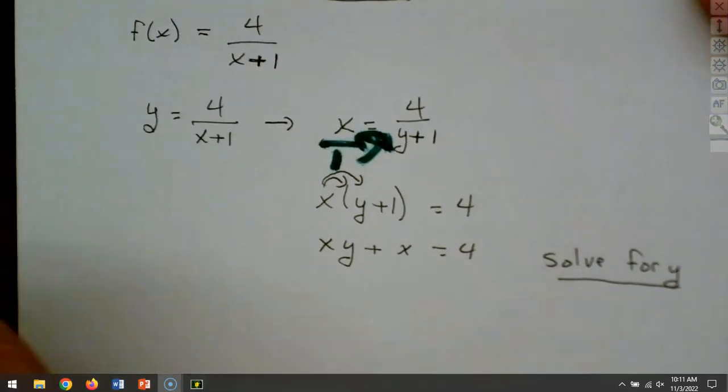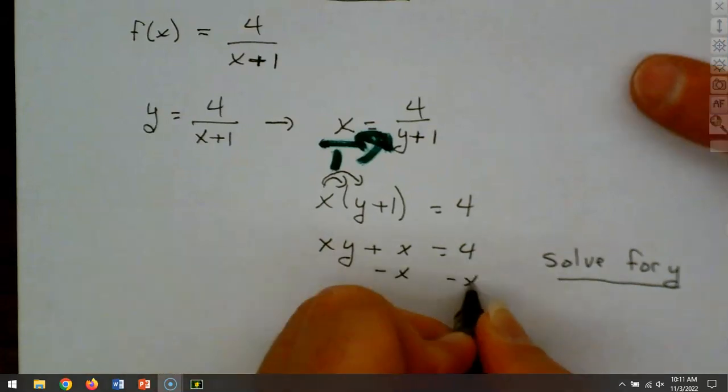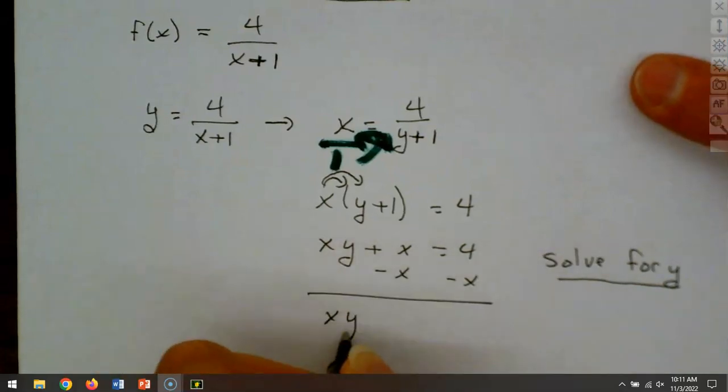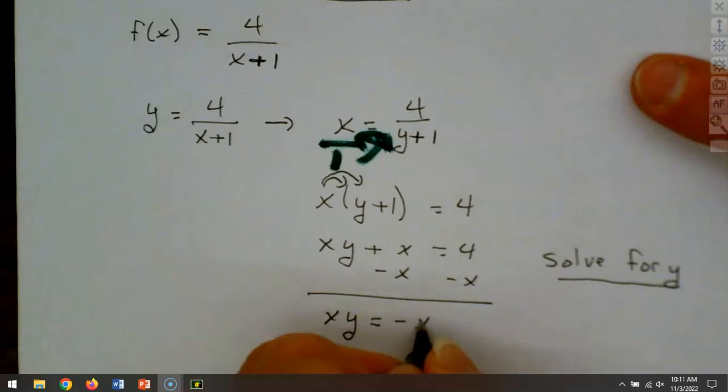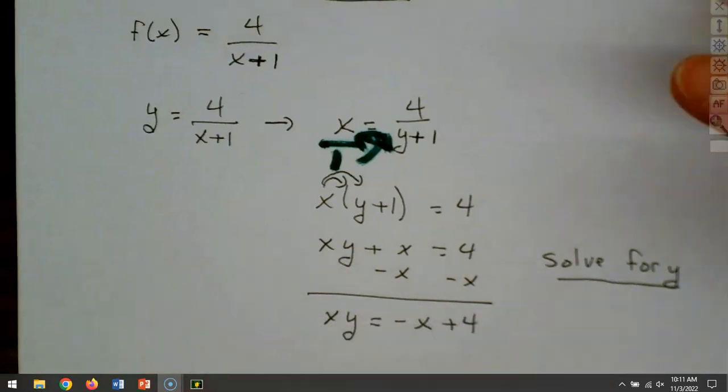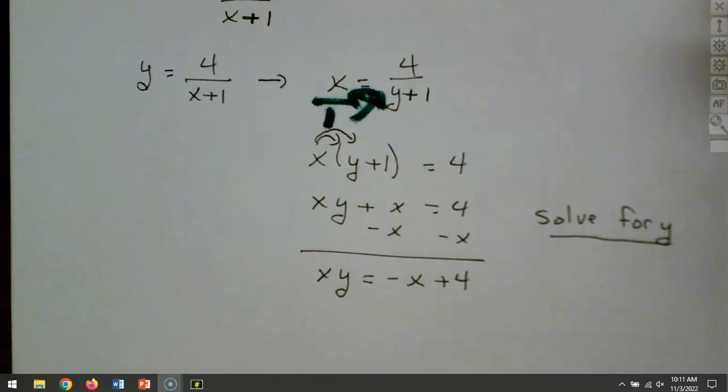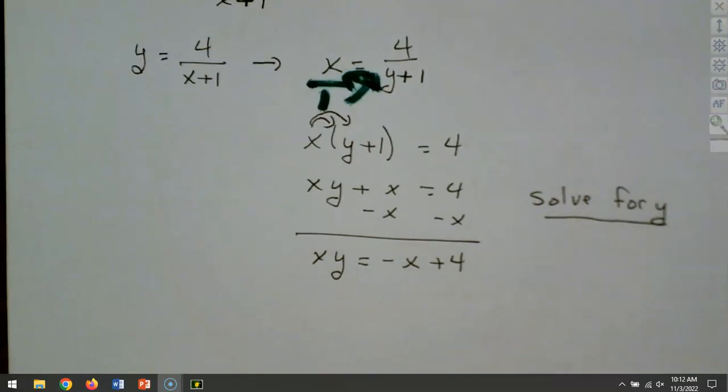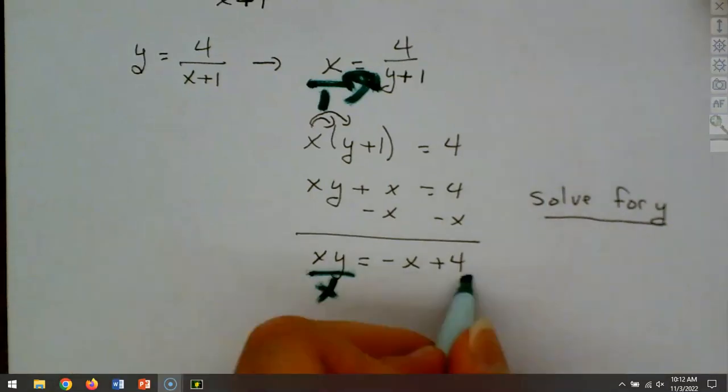So what do I need to do? I'm going to move that x over. So xy equals minus x plus 4. And what's my last step going to be to solve it for y? Can someone tell me? I need to get the y by itself, so what do I need to do? I need to divide by what? X. Okay, so let's do that.